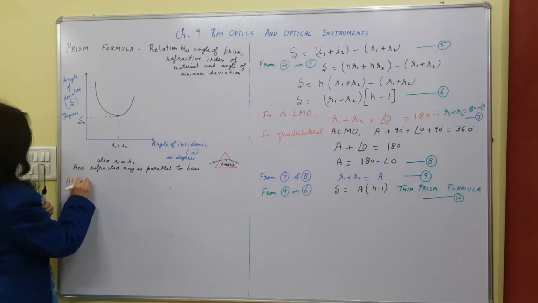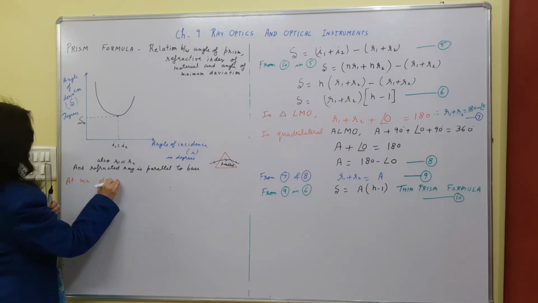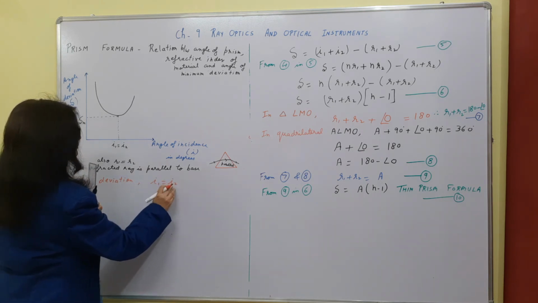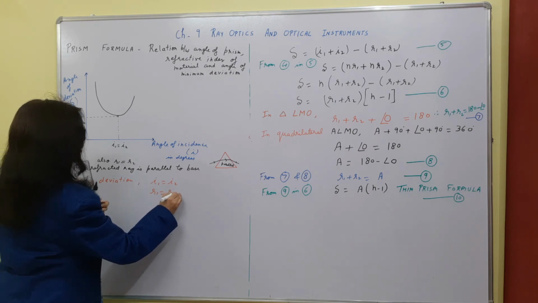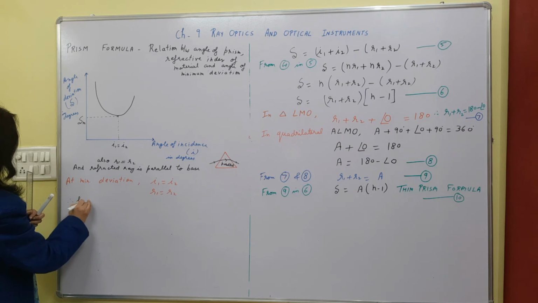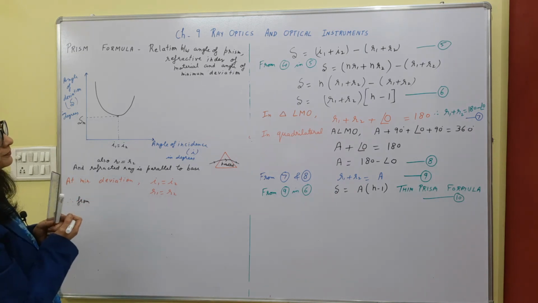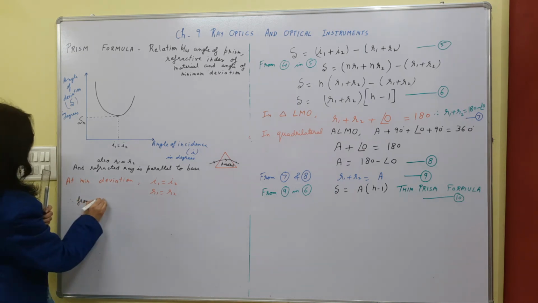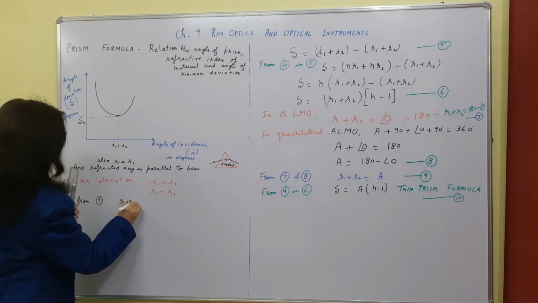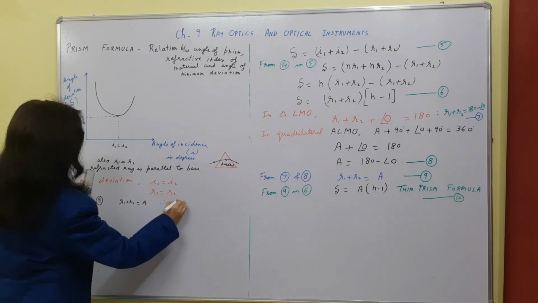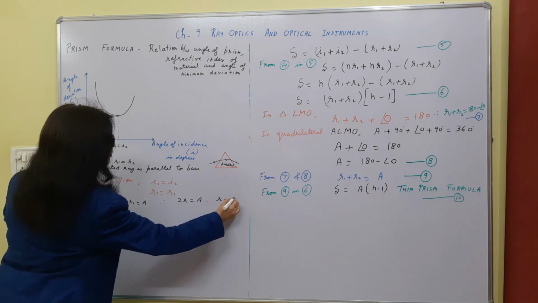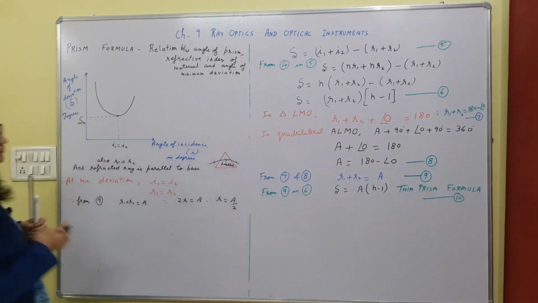Now if we apply this condition for finding the prism formula, at minimum deviation, I1 is equal to I2, R1 is equal to R2. Therefore, from 9, R1 plus R2 is equal to A. So therefore, 2R is equal to A. Therefore, R is equal to A upon 2.